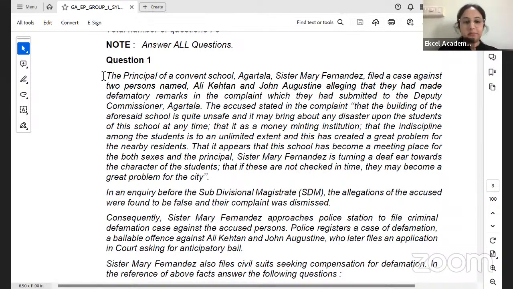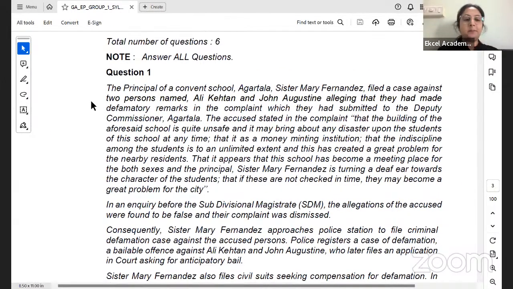Okay, so we will see this. First, I will read out the paragraph and then I will tell you how to concentrate, or on which point you have to concentrate in order to find your answer or write your answer.